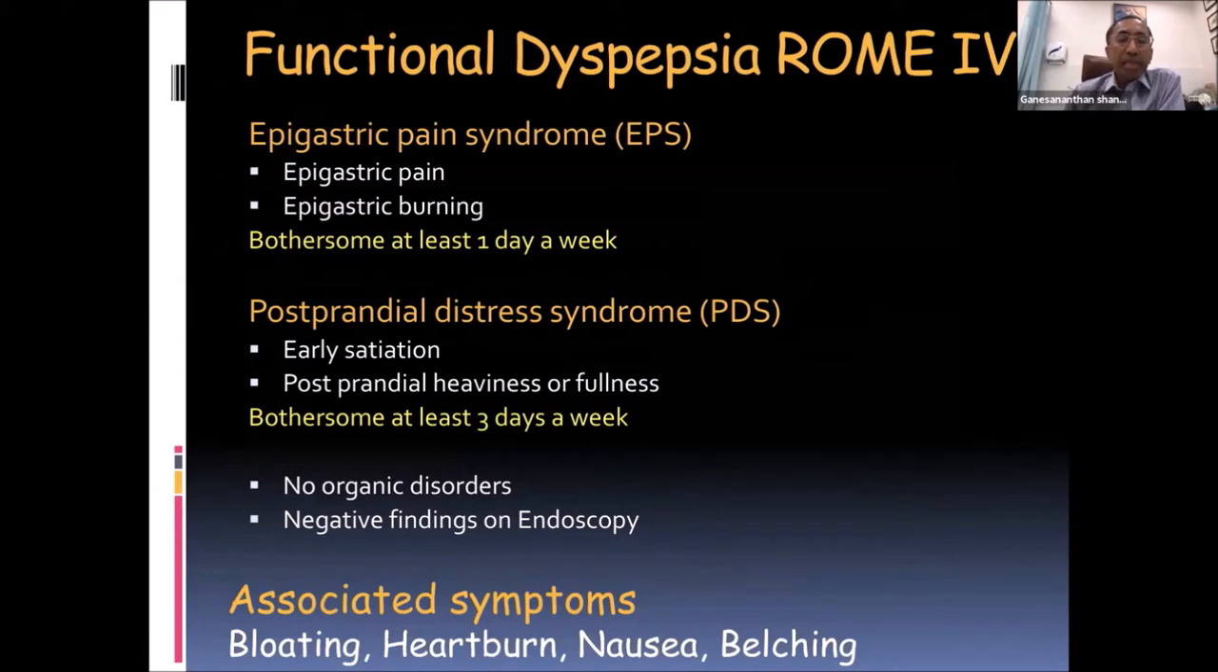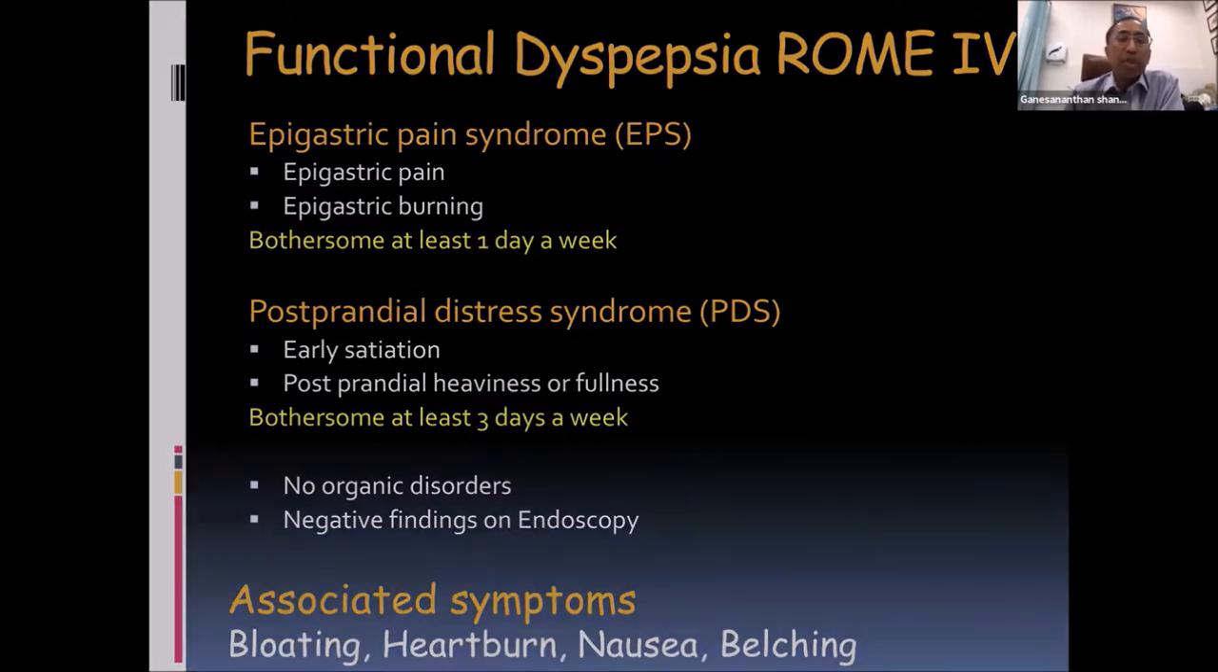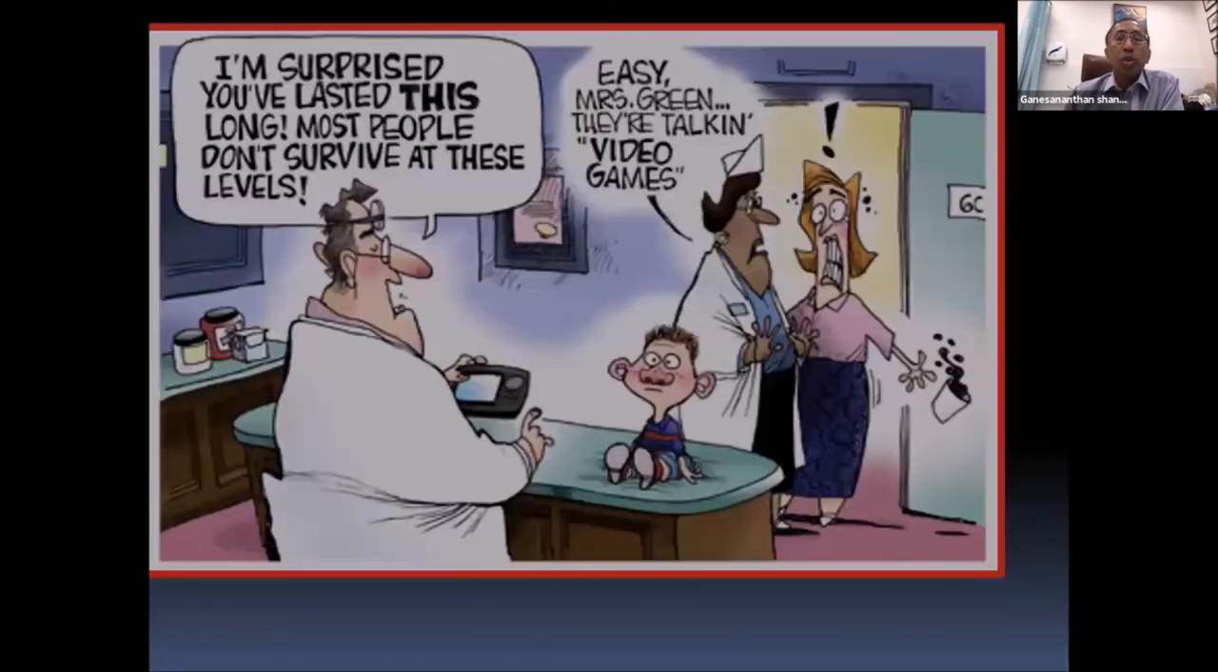Repeating this many, many times, I want you to understand Rome 4 criteria. Functional dyspepsia would be epigastric pain syndrome, postprandial distress syndrome, or a mix between the two. Make sure there is no organic cause to it.